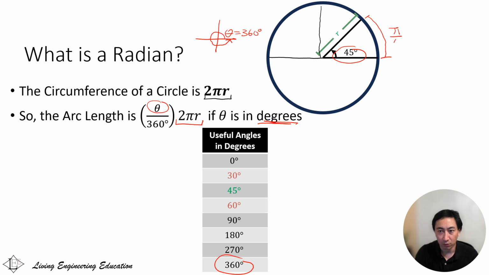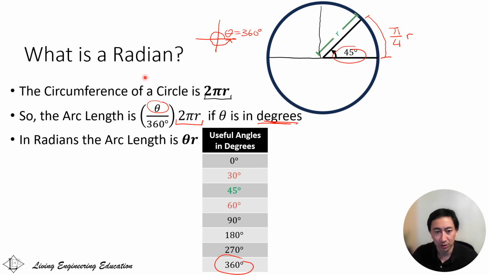Pi over 4 times whatever that radius is, because if you make that radius larger, you can see that the arc length would also grow. Okay, so why am I introducing this concept? Well, wouldn't it be more convenient if I didn't have to multiply by this ratio every time I'm interested in the arc length? That is exactly where radians comes into play.